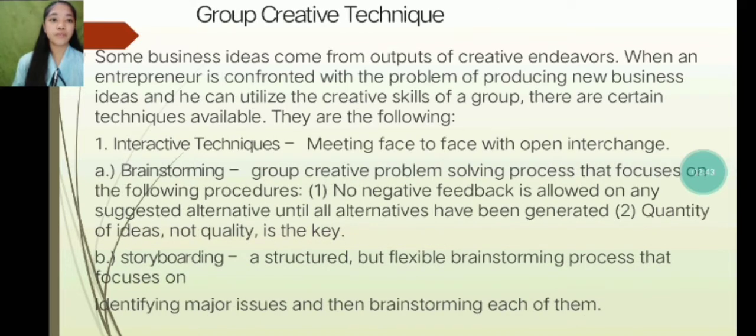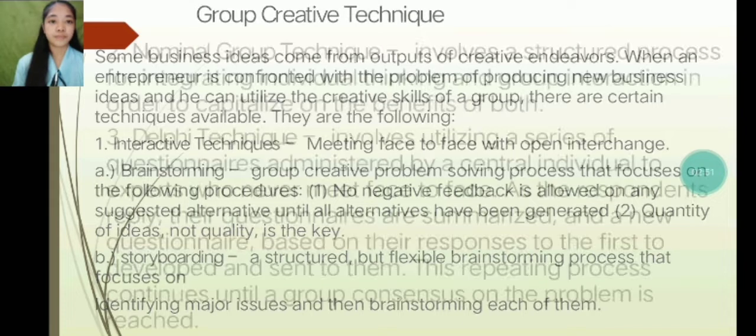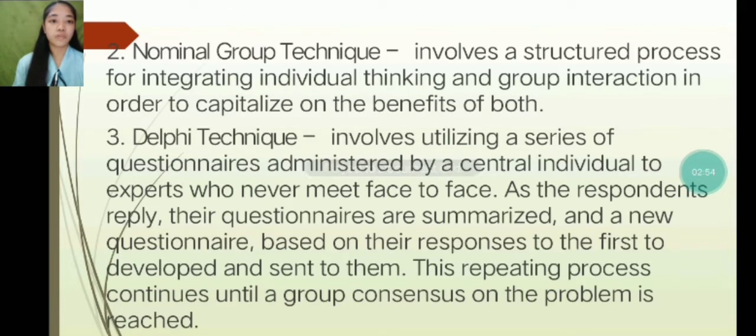Group creative techniques. Number 1 is interactive techniques: brainstorming, storyboarding. Number 2 is nominal group techniques, Delphi technique.